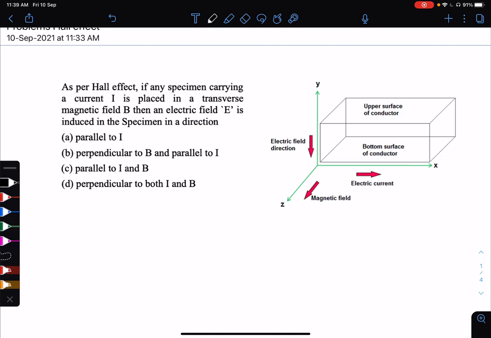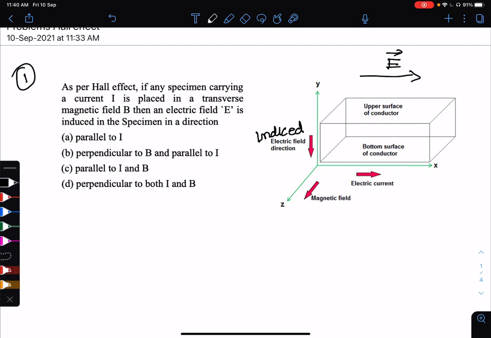Okay. So the first question we can look at is: as per Hall effect, if any specimen, on the right side I mentioned a specimen for a sample case, you can consider other cases also. There is no problem. Please note that it is an induced electric field, not the electric field we applied. So the current we applied is in this x direction, so the electric field we are applying will also be in this direction, and it is placed in a transverse magnetic field. Then an electric field E is induced in the specimen.